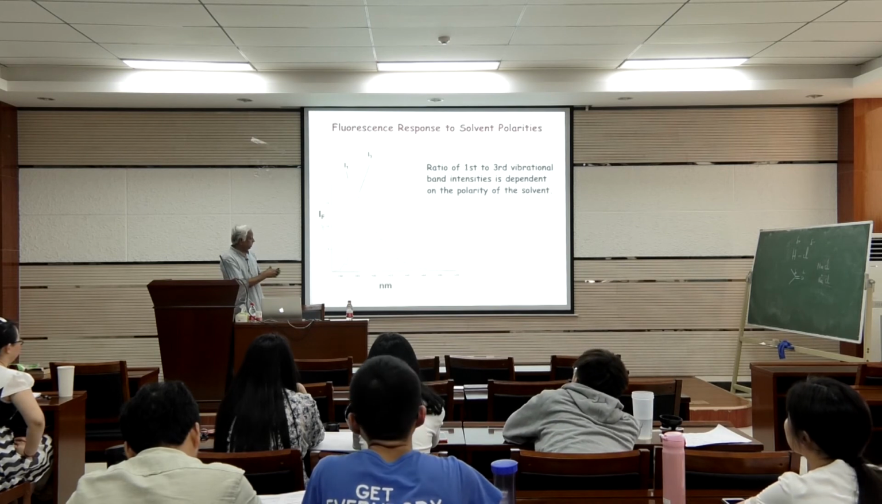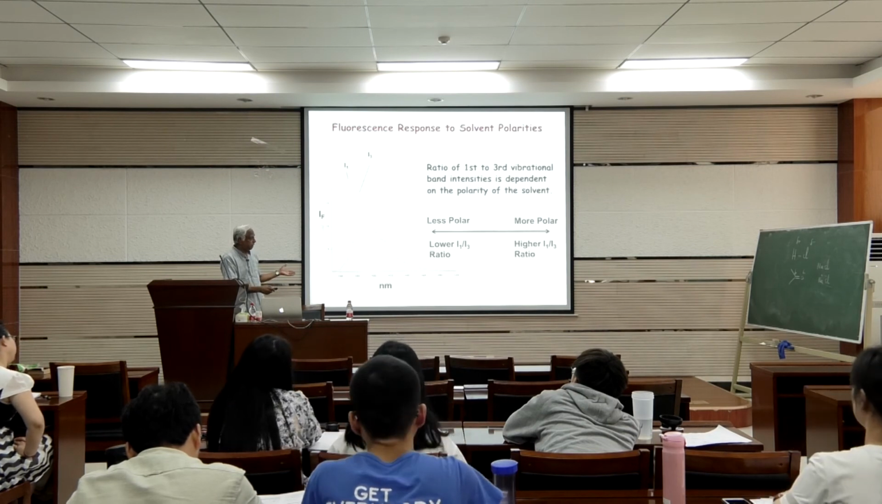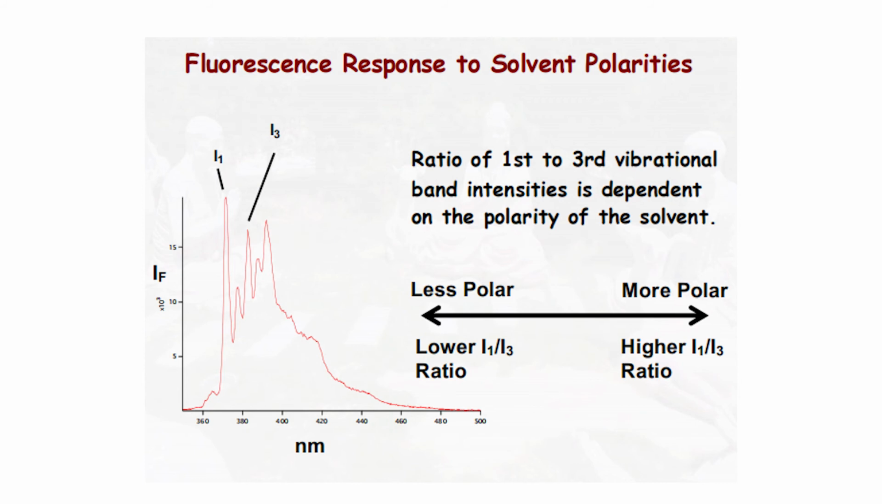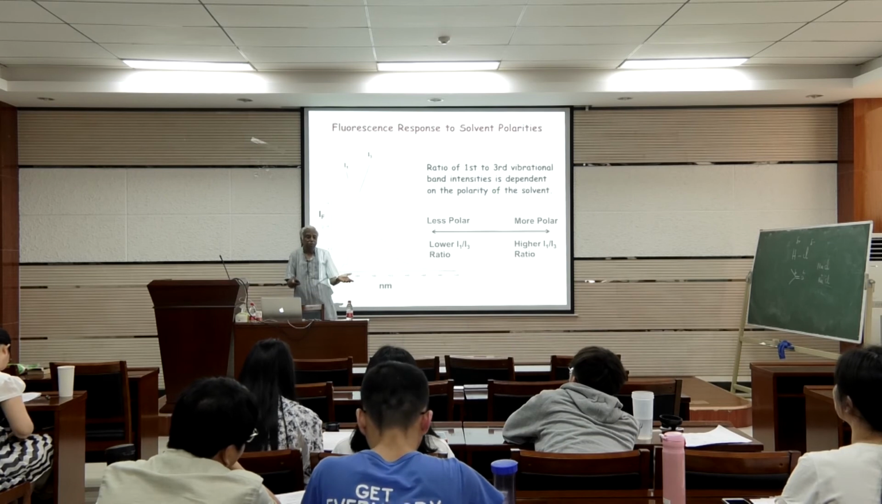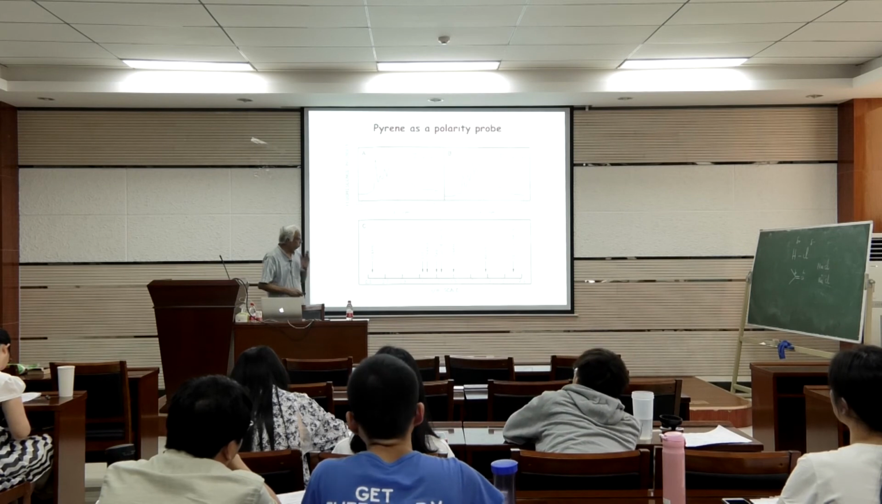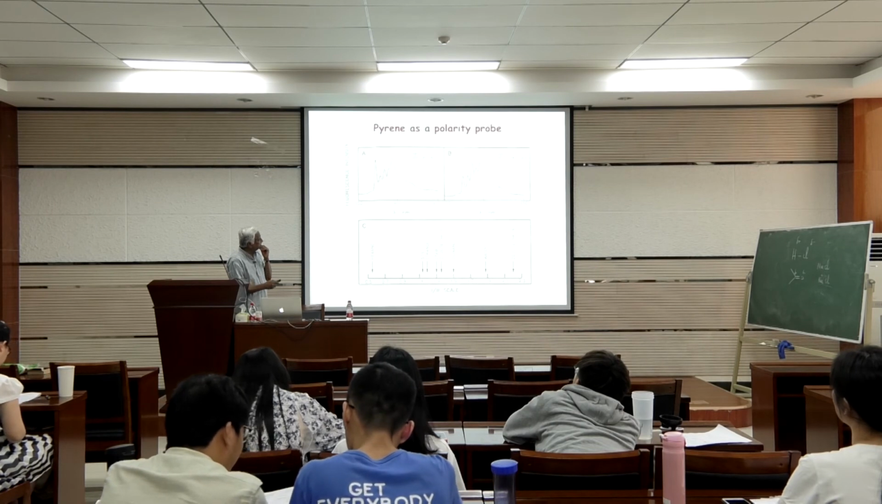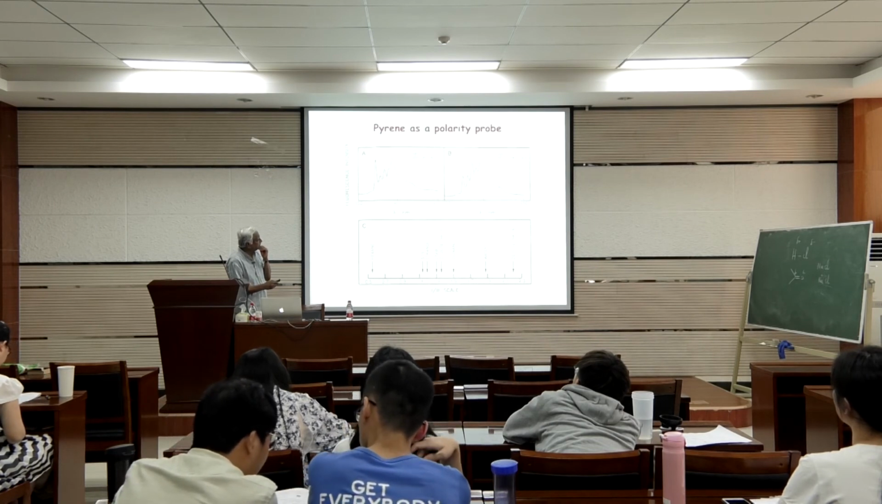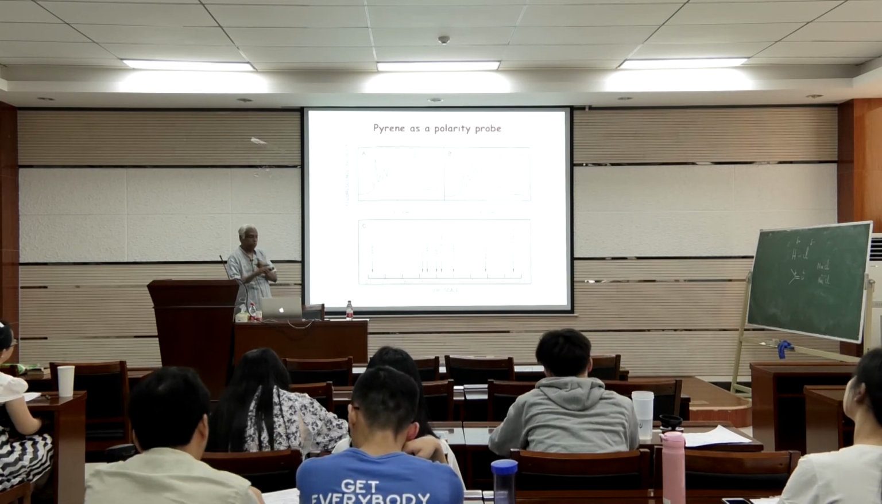For example, you do this. When it is very polar, I1 by I3 is high. When it is non-polar, I1 by I3 is small. I1 is this height versus this height. When you take the emission spectrum, you measure the height of this to that, and then you can tell what kind of polarity it is inside. So this is, for example, in methanol, and this is in hexane. So you can see how dramatically the emission changes depending upon the polarity.